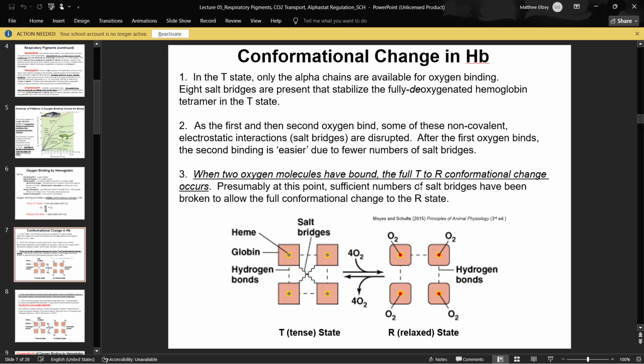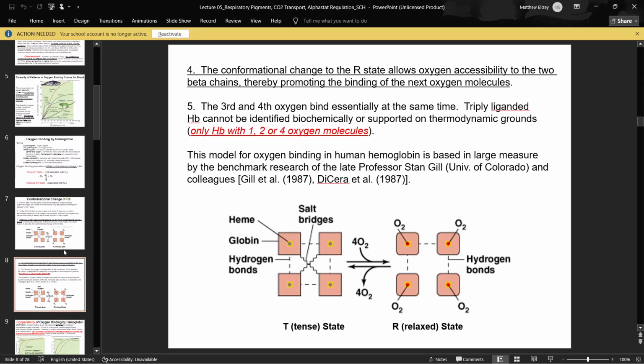So when 2 oxygens are bound, the full T to R, tense to relaxed, conformational change occurs. So basically all you need to know is that deoxygenated hemoglobin has less of an affinity for oxygen than hemoglobin with 1 or 2 oxygens bound, right? So the more oxygens that bind, the conformational change occurs to basically promote more oxygen binding. Hopefully that didn't get too confusing.